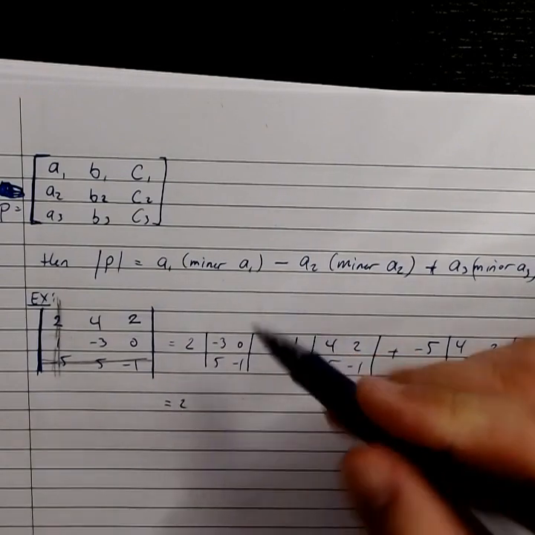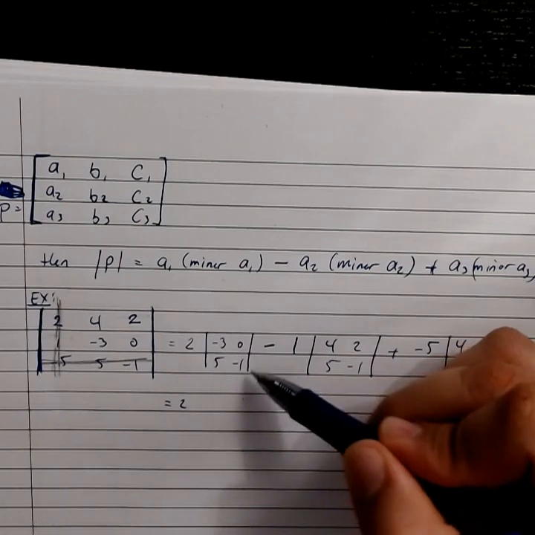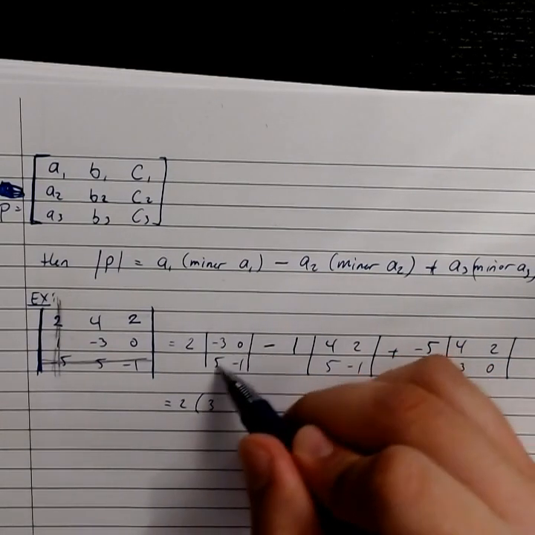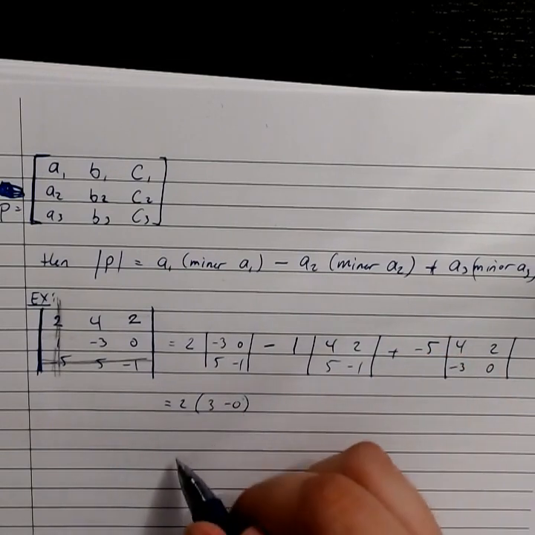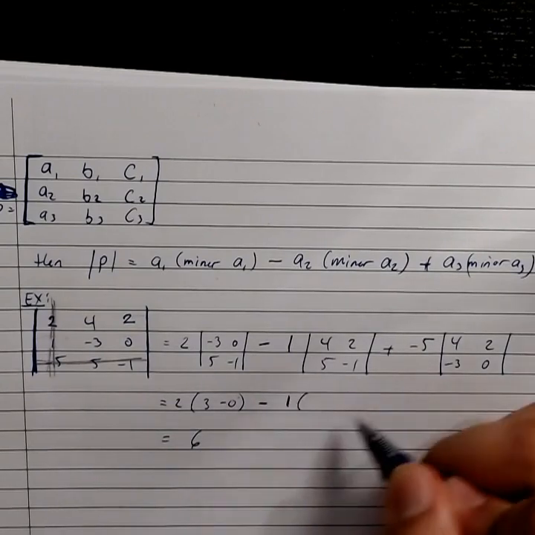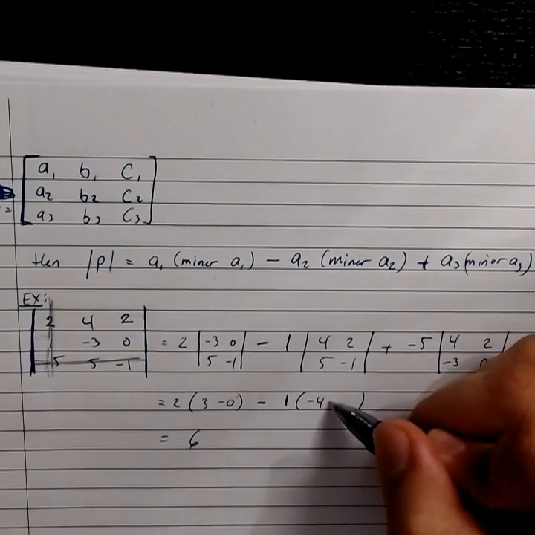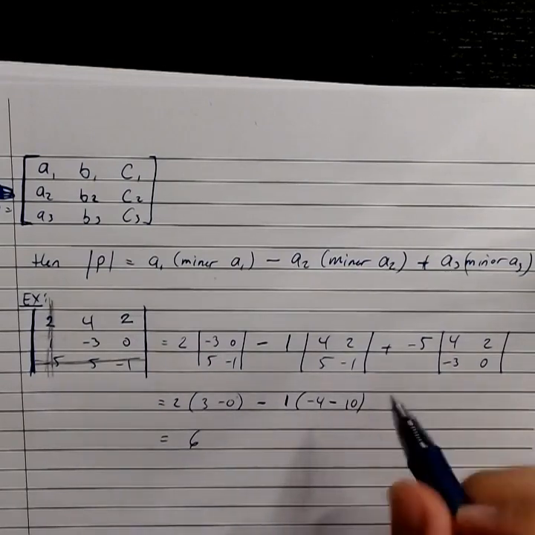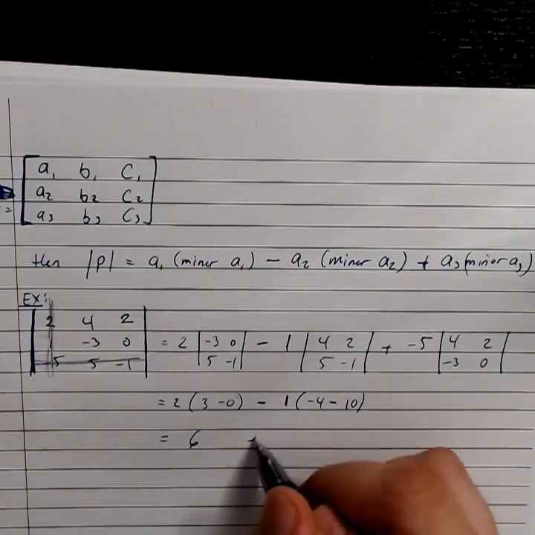All right, that's the number 2. Here, that's negative 3 times negative 1. Well, that's positive 3. Minus 5 times 0 is 0. Okay, well that's 3 times 2, which is 6. Minus 1 times, here we're going to take 4 times negative 1, which is negative 4, minus 2 times 5 is 10. And so that's going to give me negative 1 times negative 14. Well, that's a plus 14.